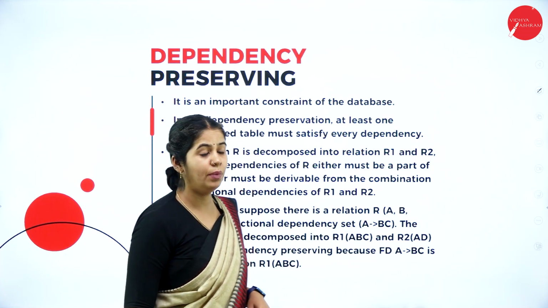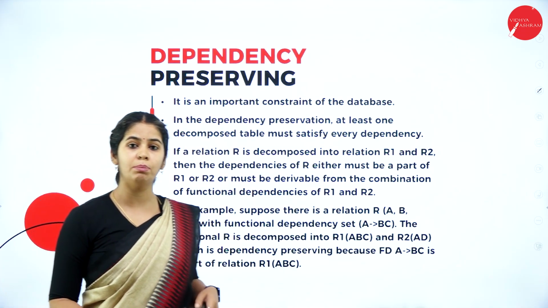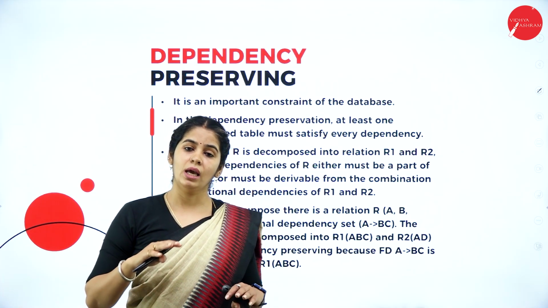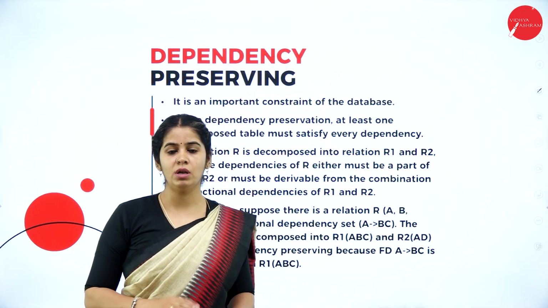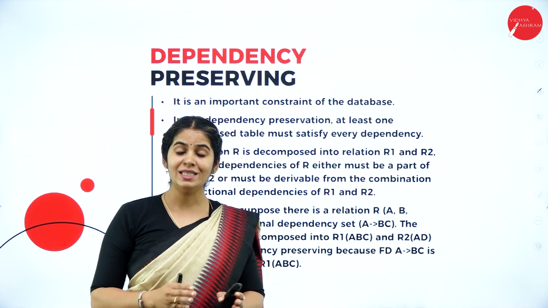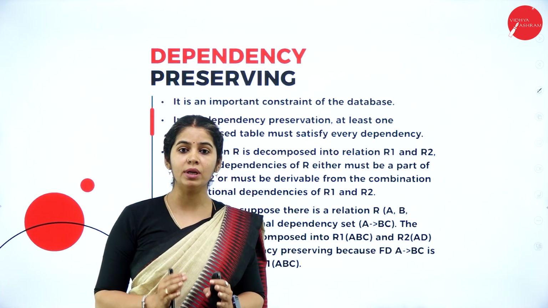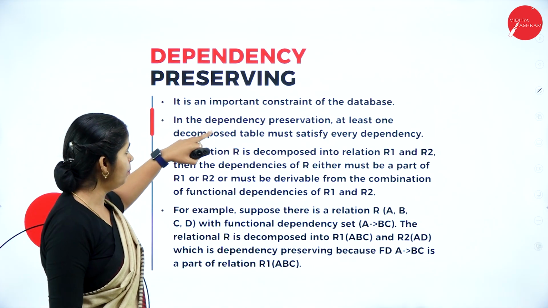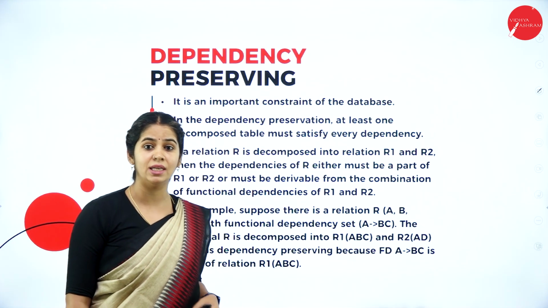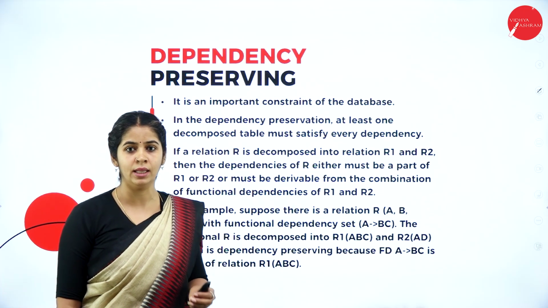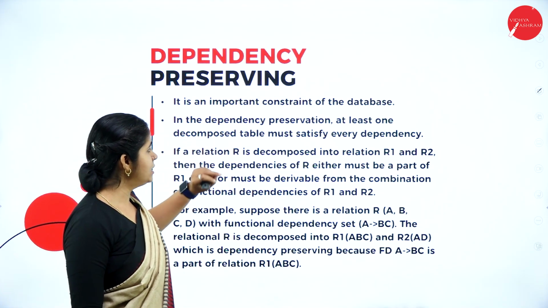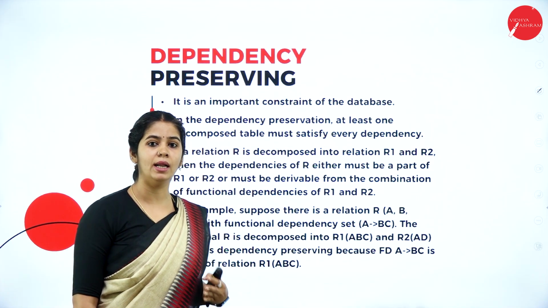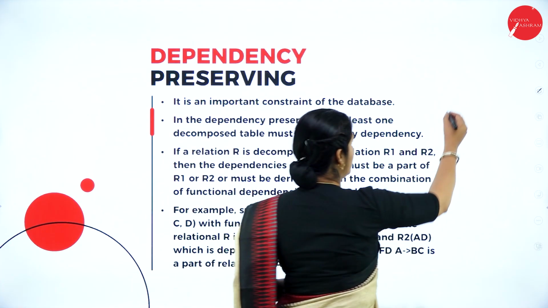Next, dependency preserving. What do we mean by dependency preserving? As it is a relational database we are dealing with, every attribute or every tuple will be related to the other, and hence it is dependent on the other. We have to preserve such dependencies. It is an important constraint of the database, an important rule when we are designing the database. In dependency preservation, at least one decomposed table must satisfy every dependency. That is the example we have given.